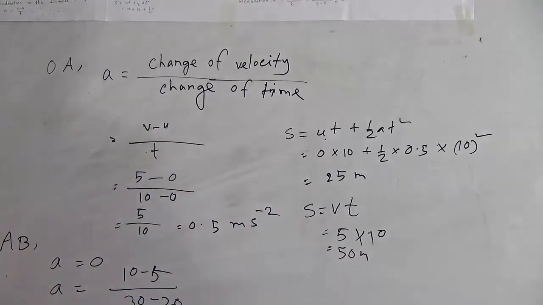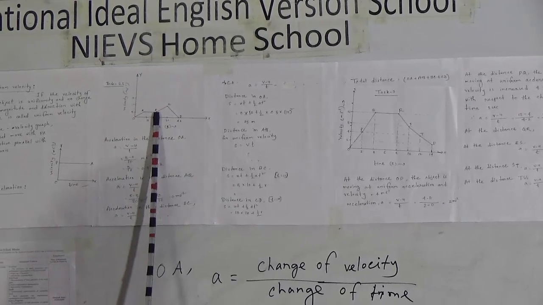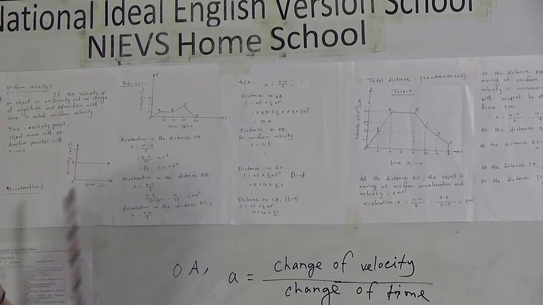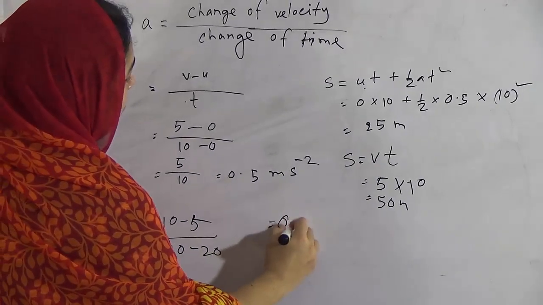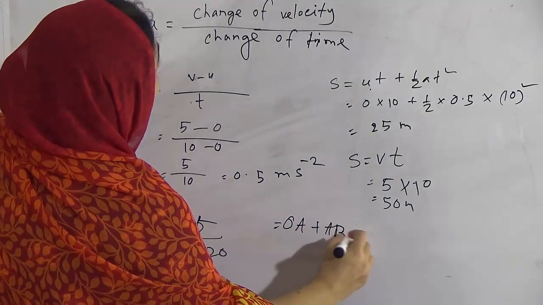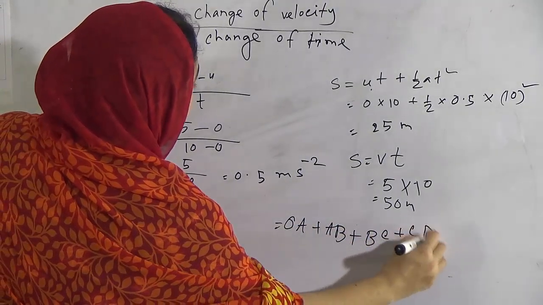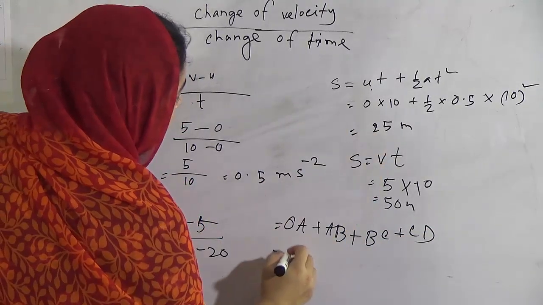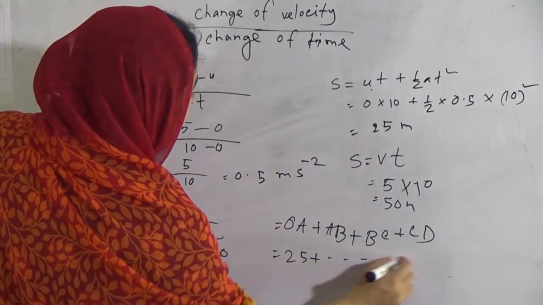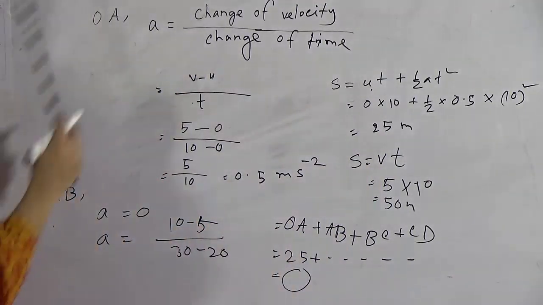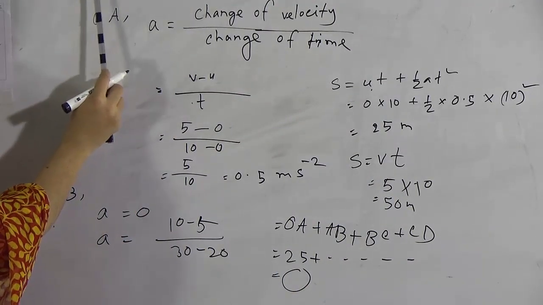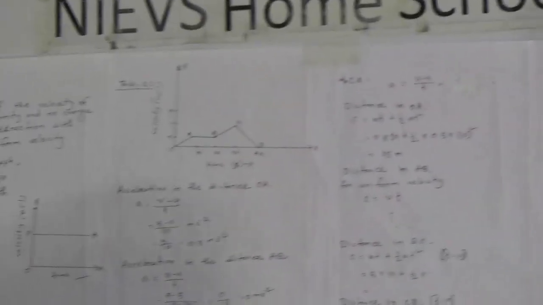My dear students, in a similar way you have to find out the distance at AB, BC and the distance at the CD point. Then you have to find out the total distance. The total distance will be OA plus AB plus BC plus CD. The distance of OA is 25 plus and so on, up to CD. I hope all of you have understood activity 2.